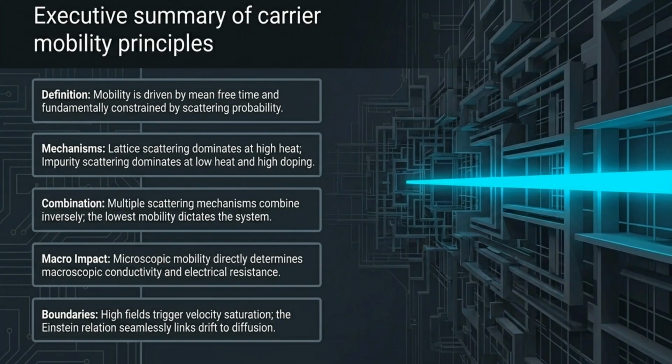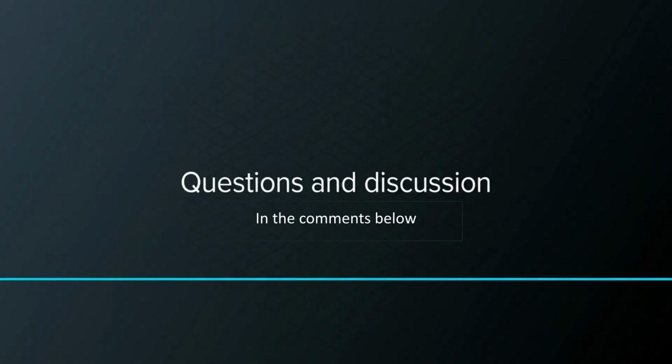In summary, mobility is driven by mean free time and constrained by scattering probability. Mechanisms include lattice scattering at high heat and impurity scattering at low heat and high doping. Multiple scattering mechanisms combine inversely, with the lowest mobility dictating the system. Microscopic mobility directly determines macroscopic conductivity, and high fields trigger velocity saturation.